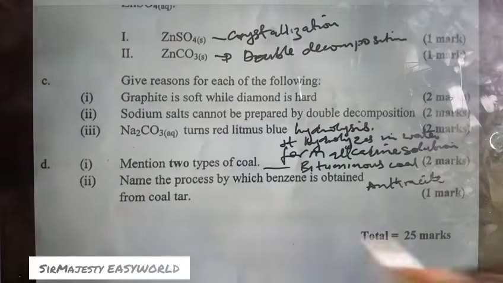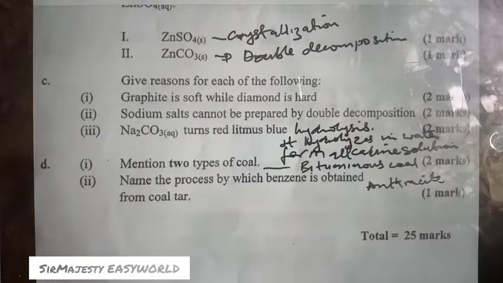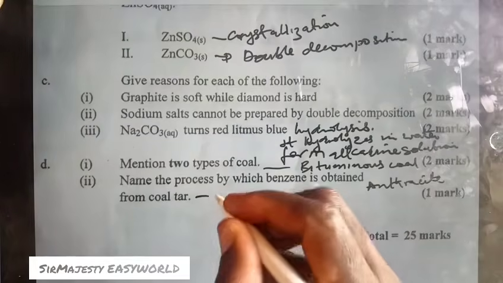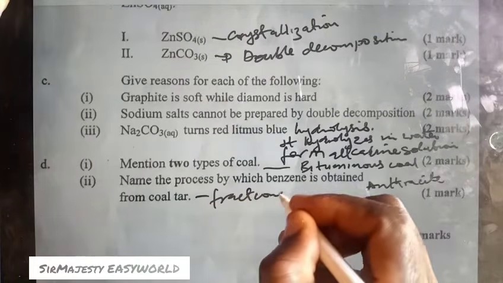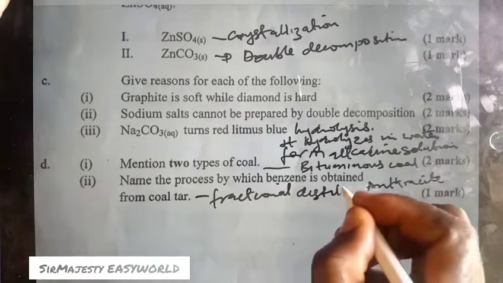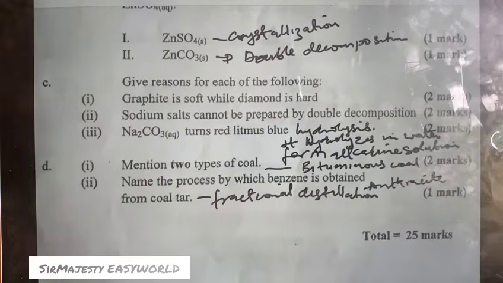The other one says, name the process by which benzene is obtained from coal tar. Simple. Remember, coal tar is obtained from the destructive distillation of coal, but coal tar contains many organic compounds: toluene, naphthalene, benzene, phenol, they are all there. The way you separate the constituents of coal tar is by fractional distillation. So the answer is fractional distillation. Don't make the mistake of answering destructive distillation. Destructive distillation is the process that gets coal tar from coal, but to get the constituents of coal tar, you use fractional distillation.